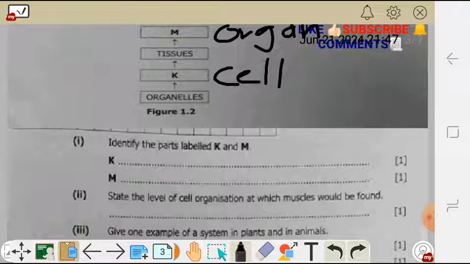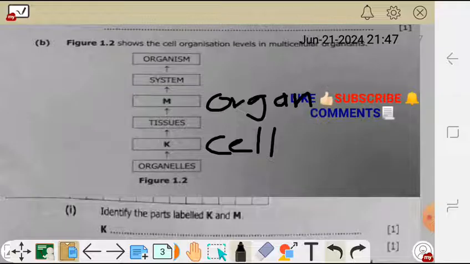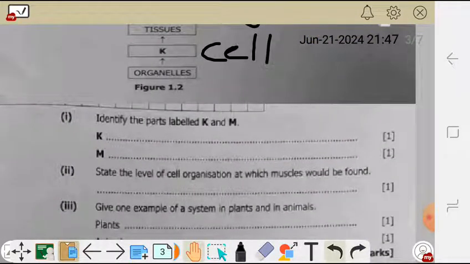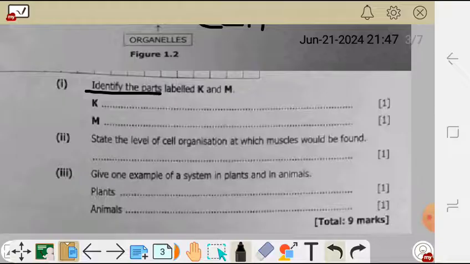Okay, so K, those are the cells, and M, in this case M here, it is an organ. And then organs, like the organs I mentioned, they'll form a system. Now the systems will form a complete organism such as a human being. So to answer this question here, K is a cell, M is an organ. Okay, so state the level of cell organization at which muscles would be found.